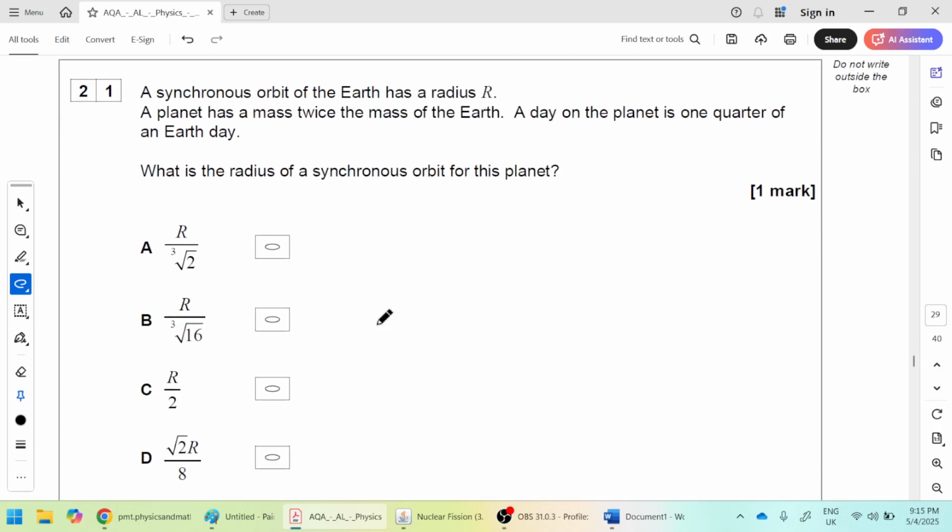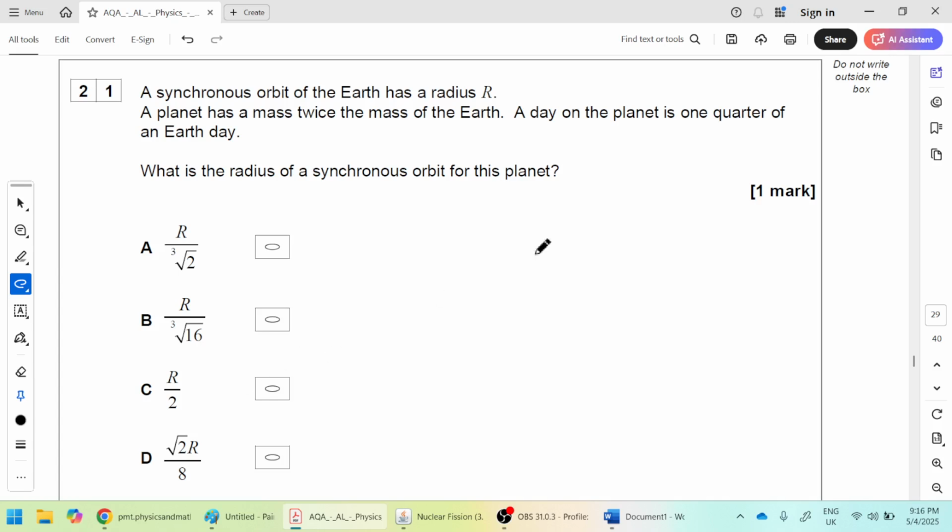Synchronous orbit. Synchronous means same time period as Earth. Synchronous orbit of the Earth has radius r. What does that mean? Planet has mass twice the mass of Earth. Day on the planet is 1/4 of an Earth day. What is the radius of synchronous orbit for this planet? Oh, stupid. Okay. Again, they are talking about two different situations, which is a sign for you to write simultaneous equations. Let's see. Radius of synchronous planet.